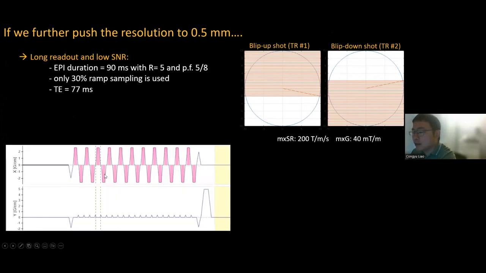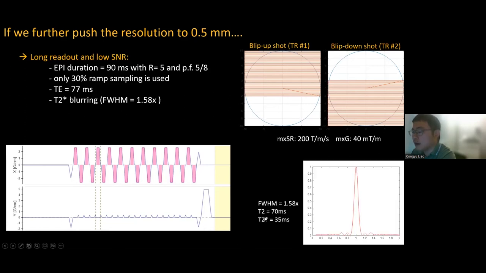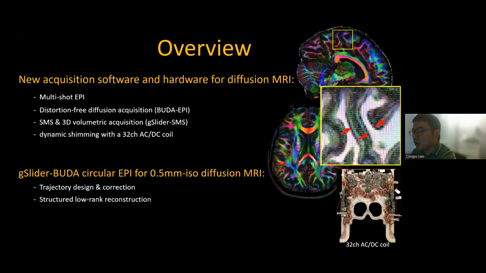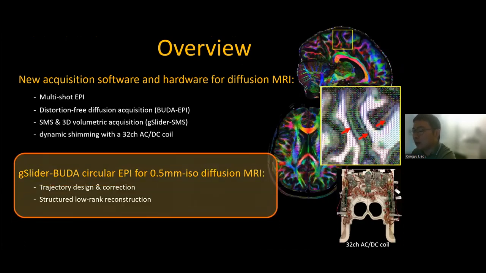If we look at the sequence diagram of the EPI acquisition, only 30% ramp sampling is used. The long EPI readout would cause a long TE of 77 milliseconds and about 1.58 times point spread function T2 star blurring. Therefore, in the second section, we propose a novel circular EPI acquisition with S-LORAKS reconstruction to address this issue.